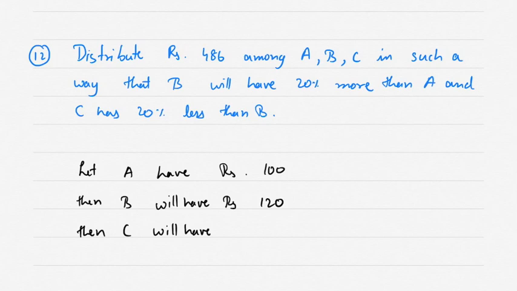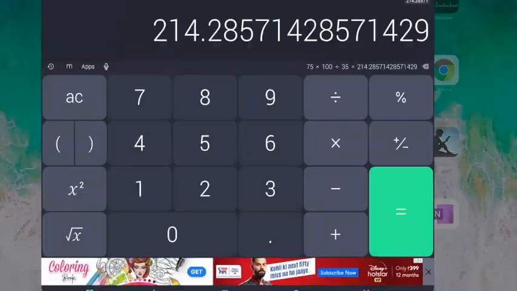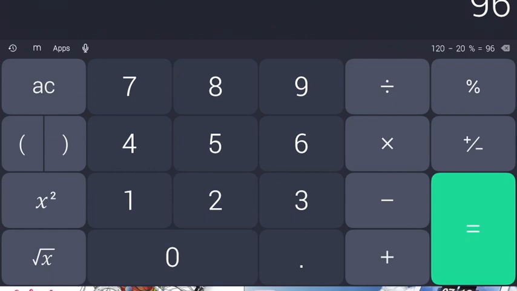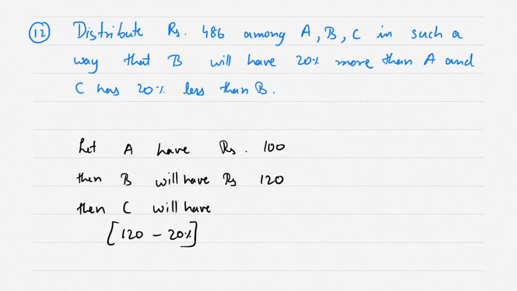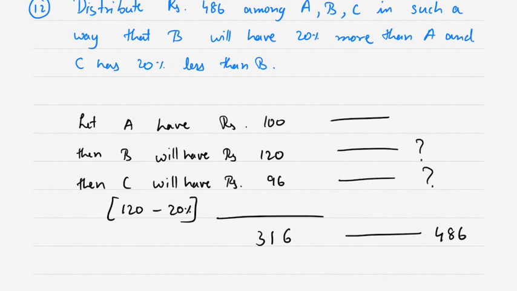120 into 20% is 24, correct? So in your calculator, 120 minus 20%. When you do 120 minus 20%, it will come to 96, I believe. Wait, let me use the calculator. Okay, 120 minus 20% comes to 96. So C will have rupees 96. Let's see what the total is now. 100 plus 120 plus 96 comes to 316, correct? If this is 486, how much is this? How much is this? And how much is this?